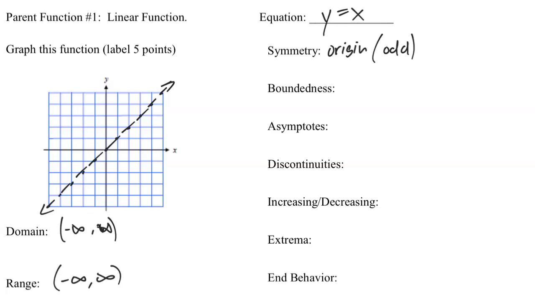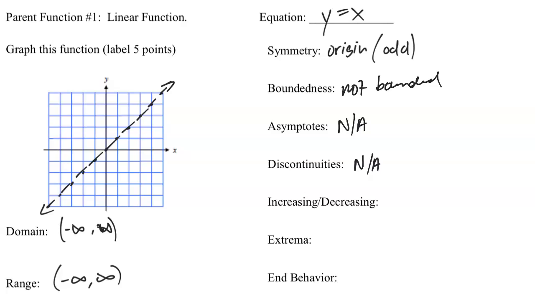Boundedness. Is this graph either bounded above or bounded below? Well, no, because the range, if you take a look at the range, it is unbounded. And so therefore, this linear function is not bounded. Okay, are there any asymptotes? No, not applicable. Discontinuities? No, this graph is able to be drawn without picking up your pencil, so that's going to be not applicable. Where is this graph increasing or decreasing?